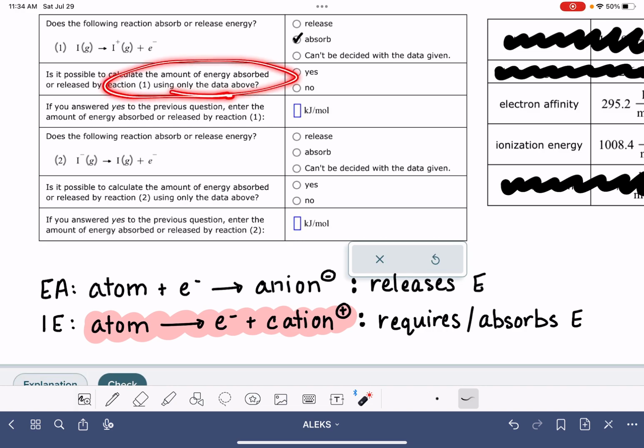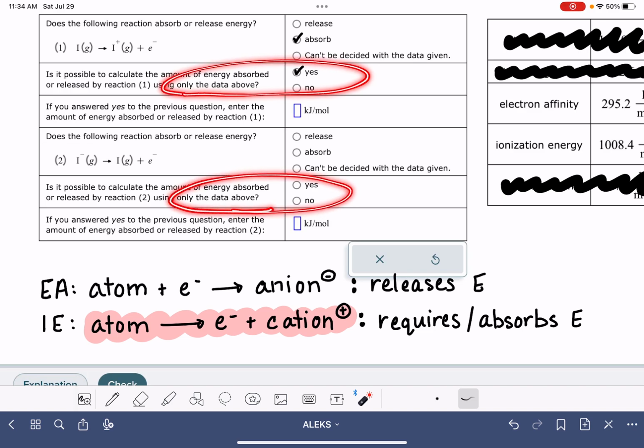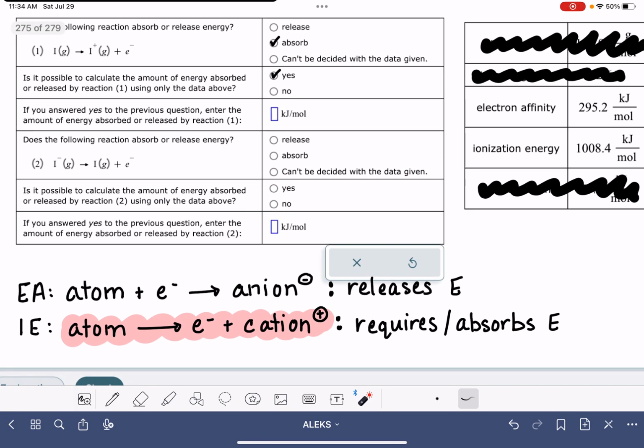Is it possible to calculate how much energy? Yes. The answer to this question and the similar question down here is always yes. You're always going to be able to know what the energy is because ALEKS has provided you with those numbers. How much energy is involved in this process? Well, we said this was the ionization energy, and so there it is. That's how much energy is involved, 1008.4. Because of the way ALEKS has worded this particular question, it's just asking to enter the magnitude of energy. It doesn't want you to say if it's a positive or negative energy. It just wants you to enter the amount. This number is always going to be a positive value of energy, no matter what.